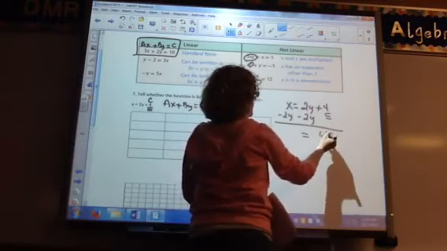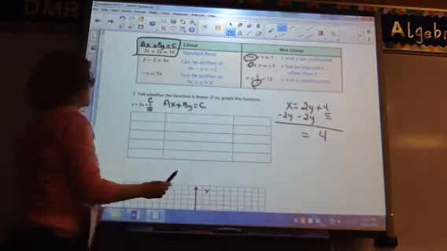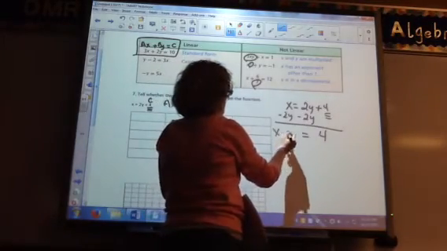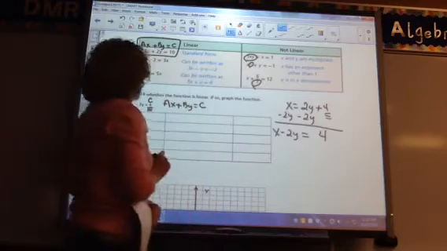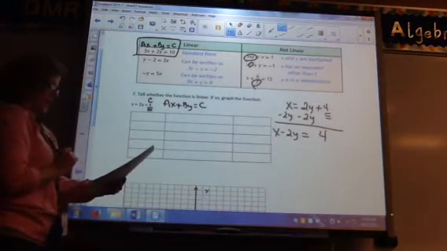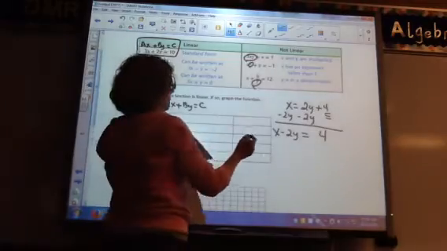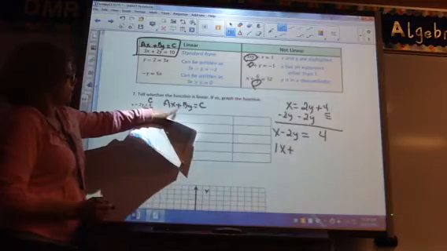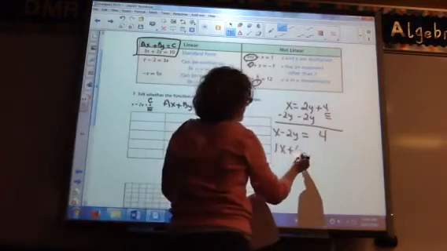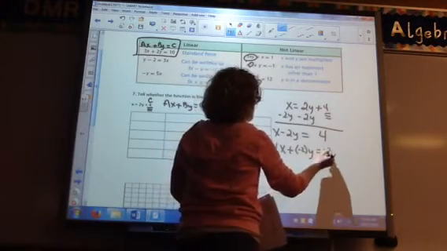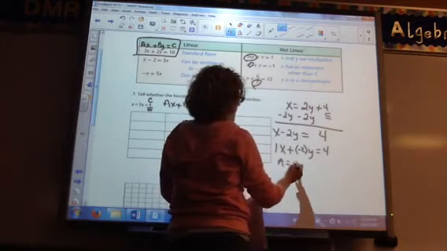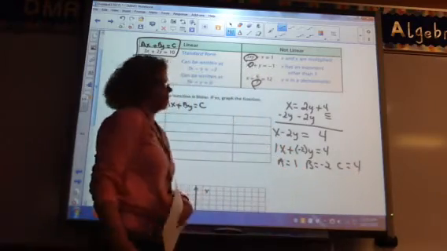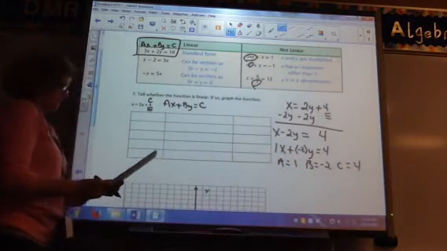Okay, so over here, I have 4. Now, remember on the left side, I want my x first. So it's x minus 2y. Okay, so let's go ahead and put it in standard form. So I have 1x plus, it's plus, so it's plus negative 2y equals 4. Therefore, my a is 1, my b is negative 2, and my c is 4. Okay?